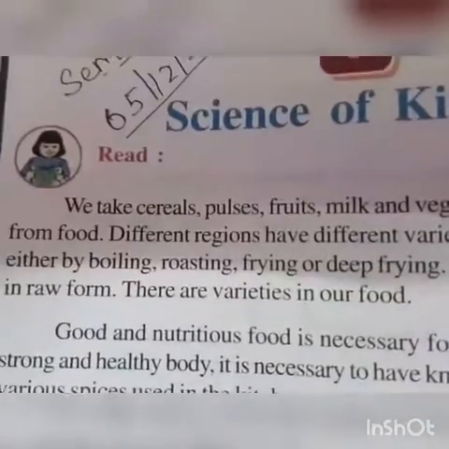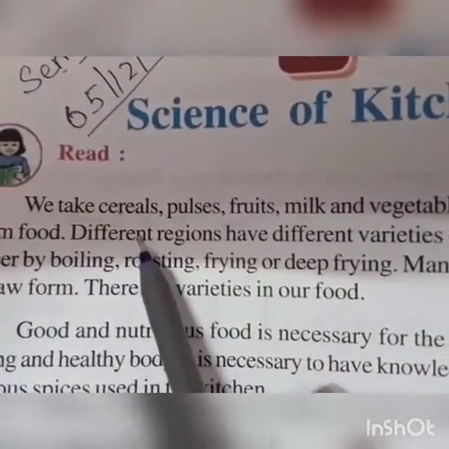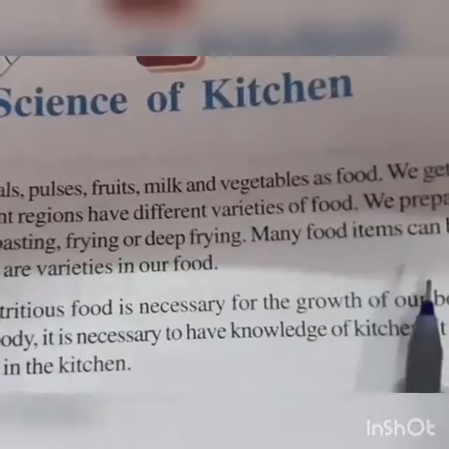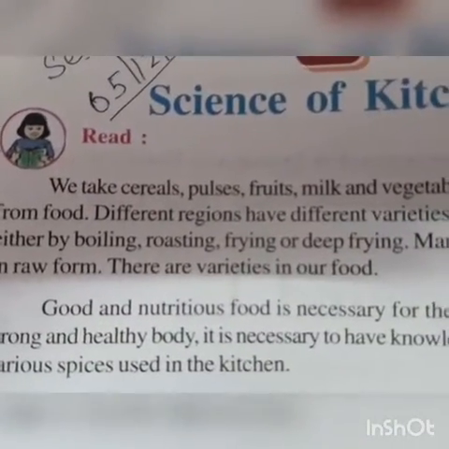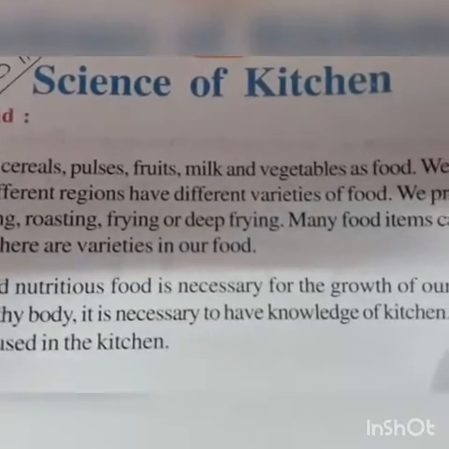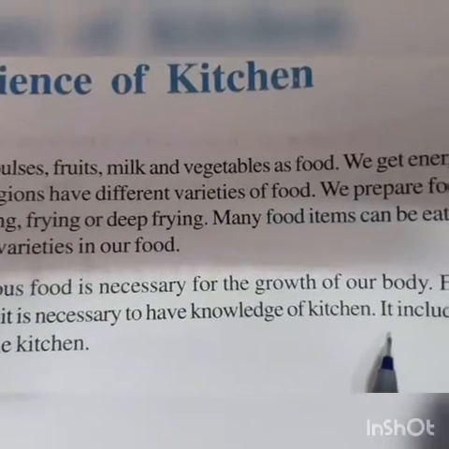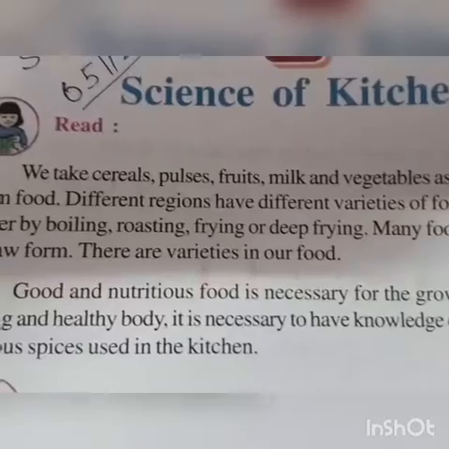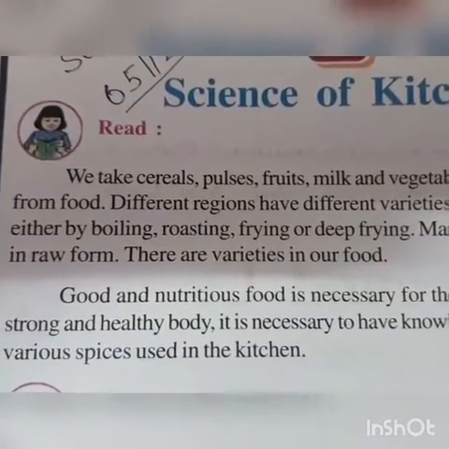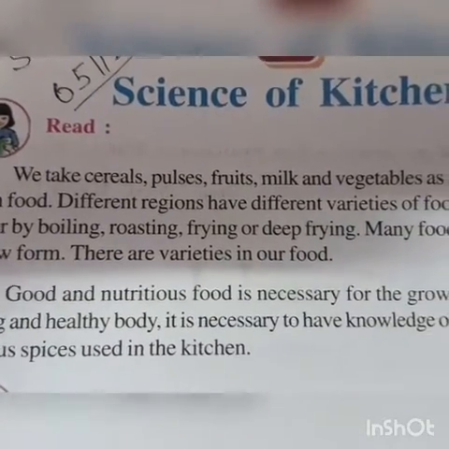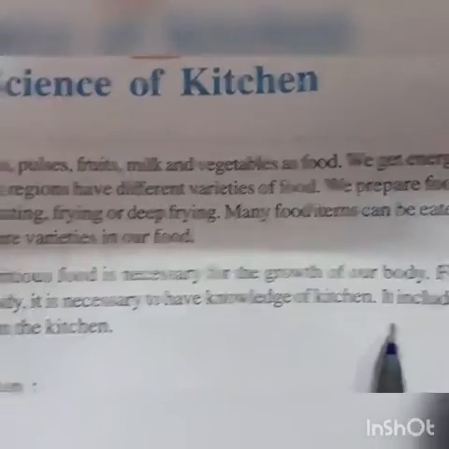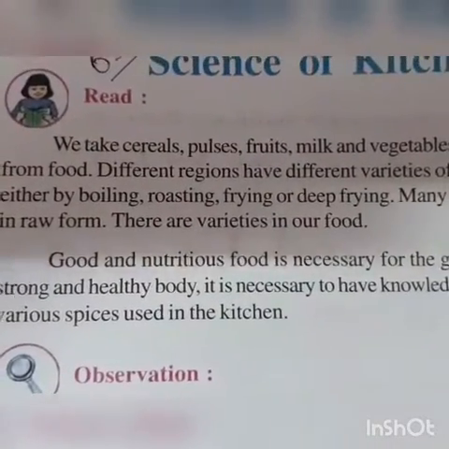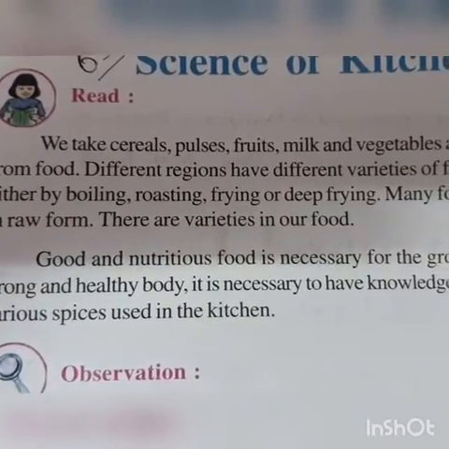Read. We take cereals, pulses, fruit, milk, and vegetables as food. We get energy from food. Different regions have different varieties of food. We prepare food by boiling, roasting, frying, or deep frying. Many food items can be eaten in raw form also. There are varieties in our food.